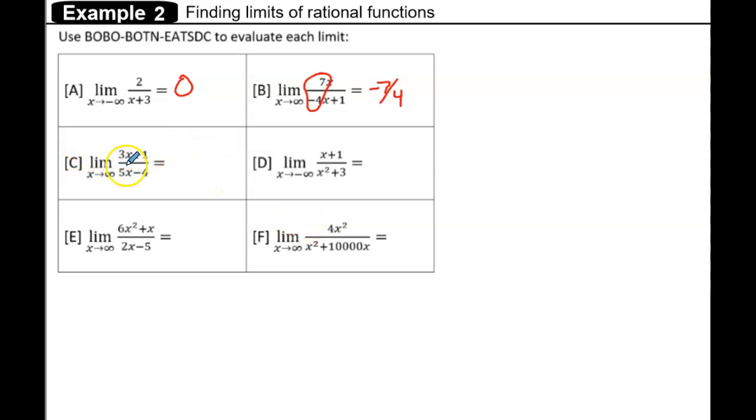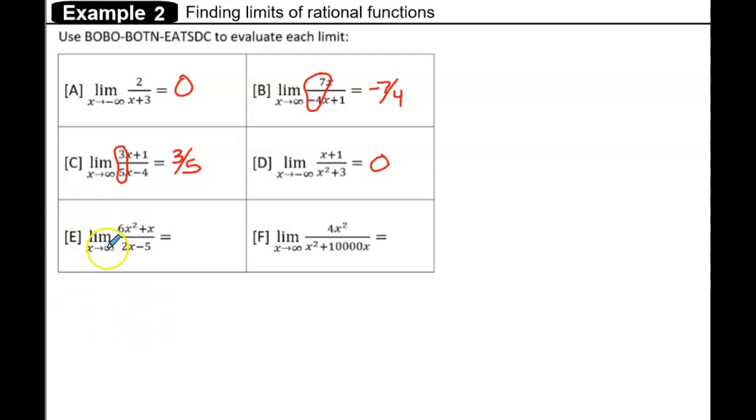In C, (3x + 1)/(5x - 4), again, the degree is the same on the top and the bottom, so the ratio of the coefficients, 3/5, would be the limit as x approaches infinity. That's our horizontal asymptote. D, (x + 1)/(x² - 3). This is bigger on bottom, BOBO, bigger on bottom 0. So our limit as x approaches negative infinity is 0.